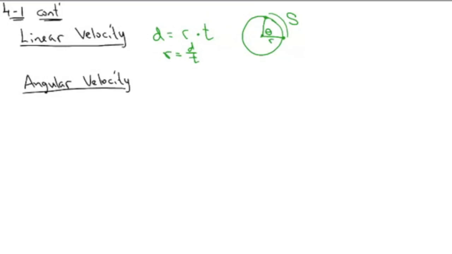For this one, we'll call it velocity directly. V is equal to distance over time. The distance covered is S, so V is S over T. Now S, by formula standards, is also known as theta R. So we can also write it as theta R over T.